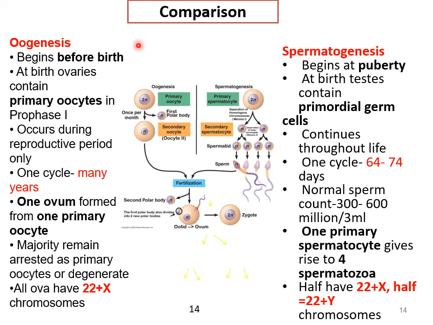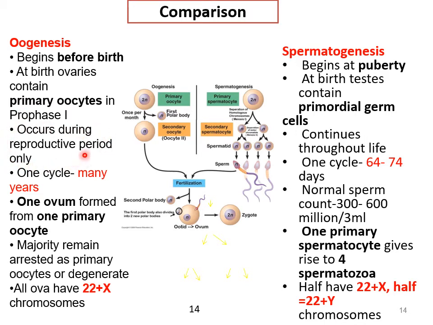So knowing this, now you can compare both oogenesis and spermatogenesis. When does spermatogenesis begin? We say that though primordial germ cells are there in the embryonic testes, they don't do anything before birth. They only begin to further differentiate at puberty. Whereas oogenesis begins before birth, and at birth ovaries contain primary oocytes, whereas at birth testes contain primordial germ cells.